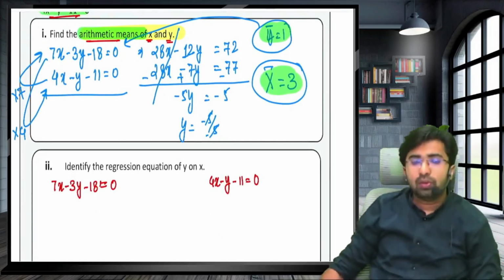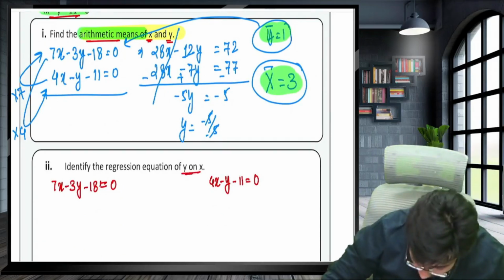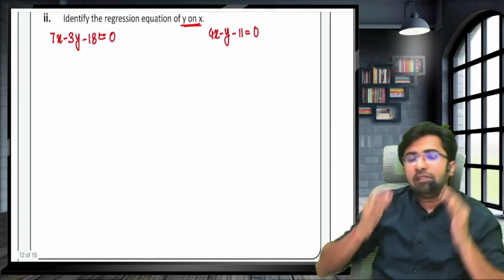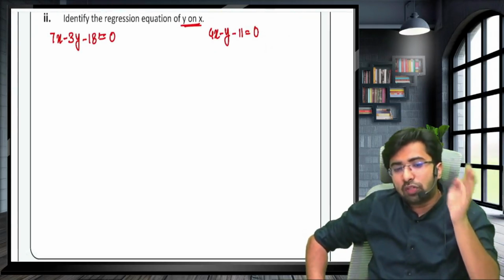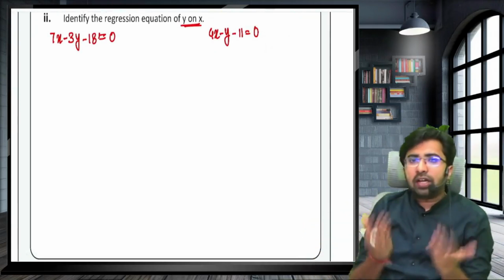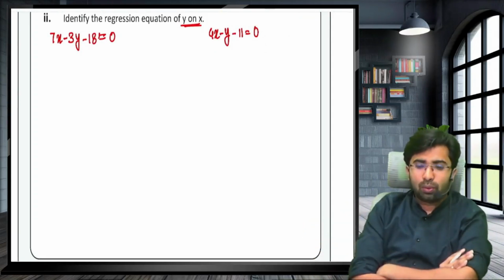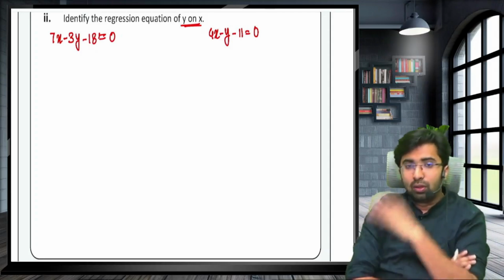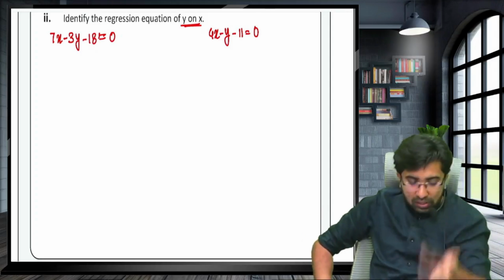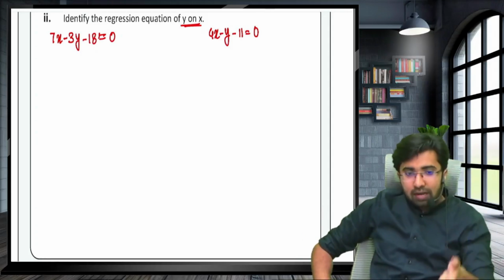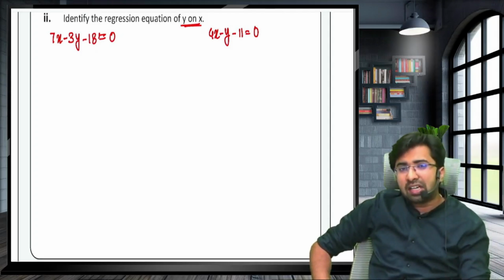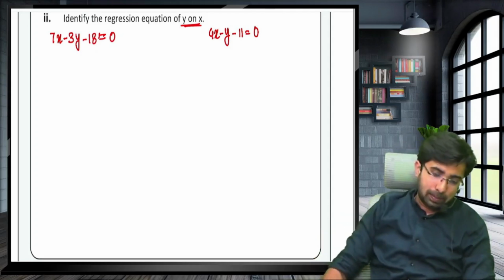I am asking you, guys, can you tell me which one is y on x and which one is x on y? By looking at the lines, can we predict which one is x on y and which one is y on x? Say yes or no. No. How can you tell which one is y on x? They have not given it to you in the standard format. Neither is this first line in the standard format.